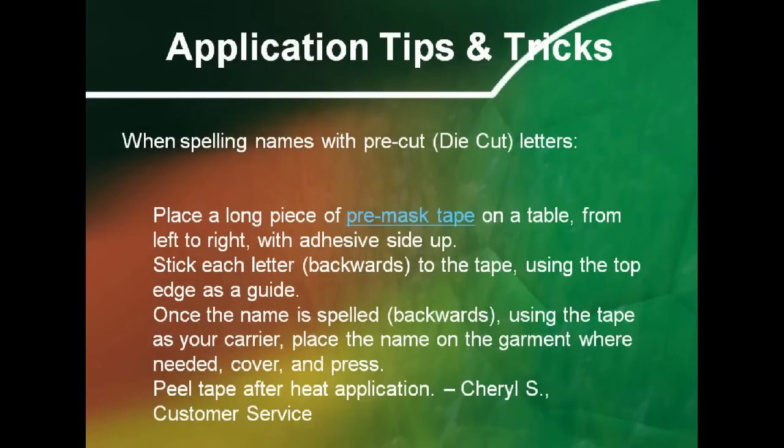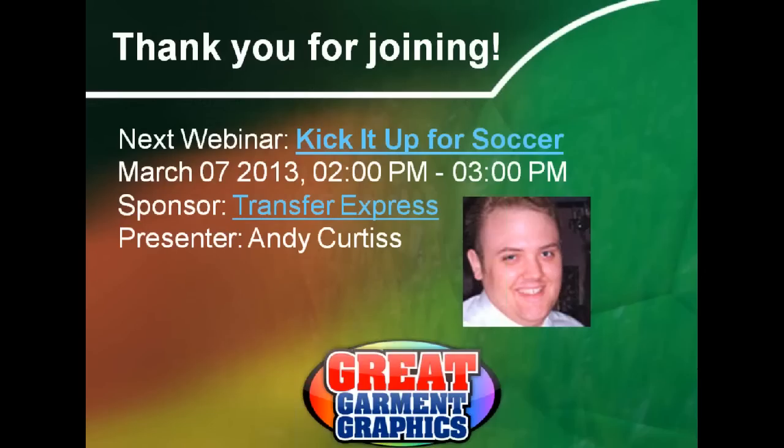And then once you spell the name backwards using the tape as your carrier, you simply turn it over, place the name on the garment where needed, you cover and press, and then you peel the tape off after heat application. That is one of my faves. So that concludes today our presentation for your placement and sizing. And I'm actually now going to take a look at our questions.